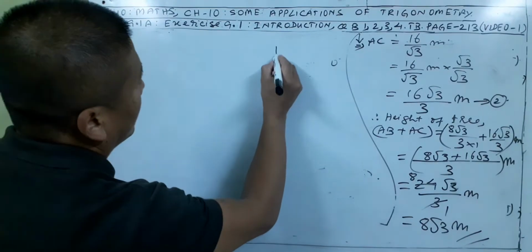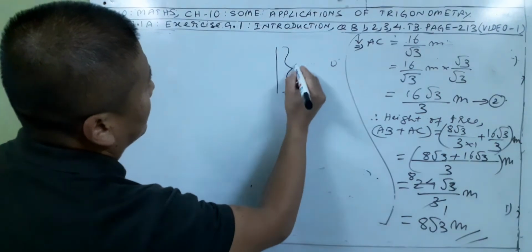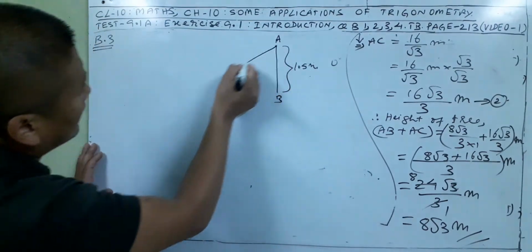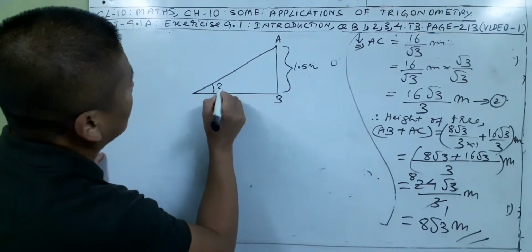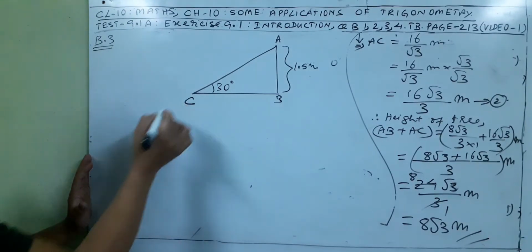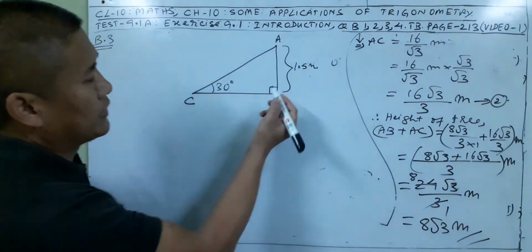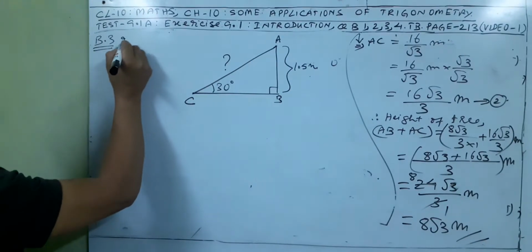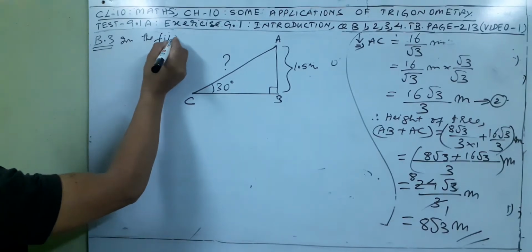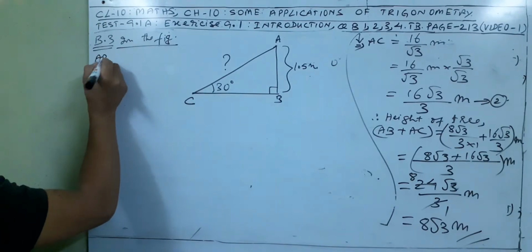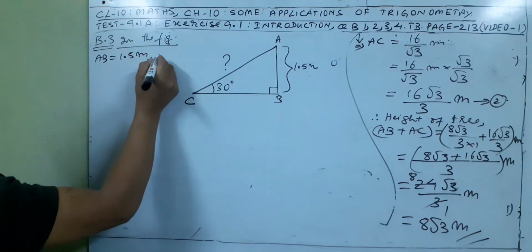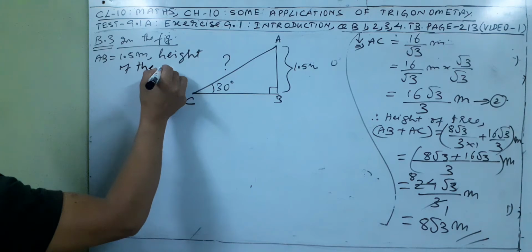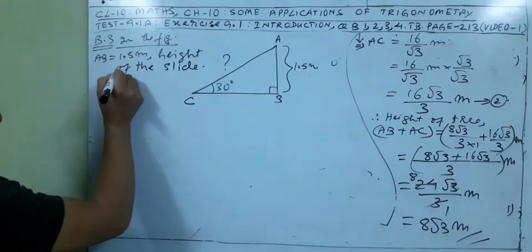So let us say this is a slide. A shorter height for safety, I believe, 1.5 meter. The top of the slide is A, bottom is B, and the slide is coming down, making 30 degree with the ground. And let us say this is C. So it should be 90 degree here. And the question is asking, what is the length of the slide, meaning AC. So in the figure that we have drawn just now, here AB is equal to 1.5 meter. It's nothing but the height of the slide above the ground.